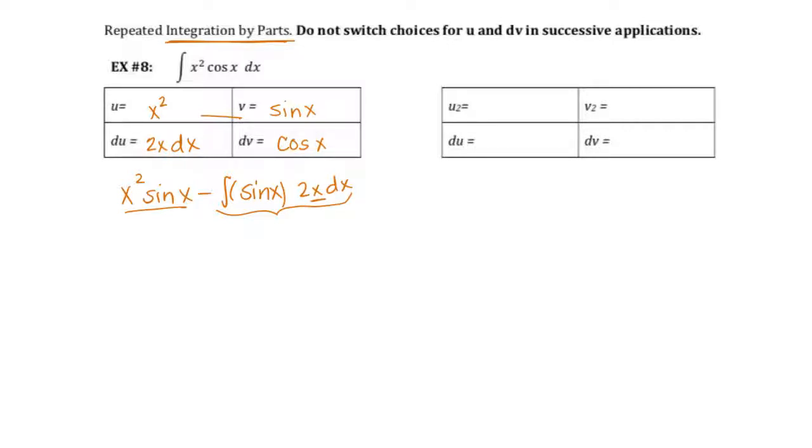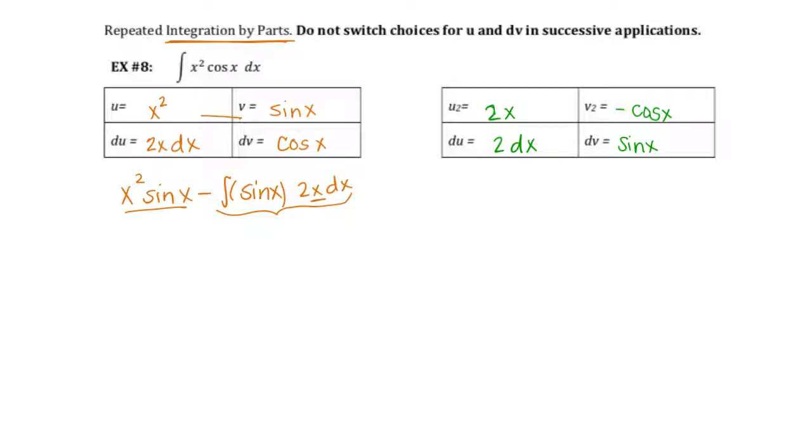To do that second integration by parts, I'm going to have to let the second u be 2x. Then du is going to be just 2 dx, and that's a good indicator that we're probably done with this repeating. Then dv, we're going to let that be sine x, and if we integrate sine x, we have negative cosine x. All right, so now we're ready to sub all of that second portion back in.